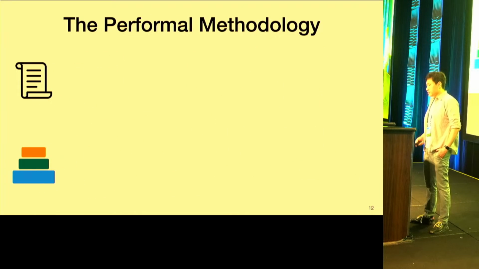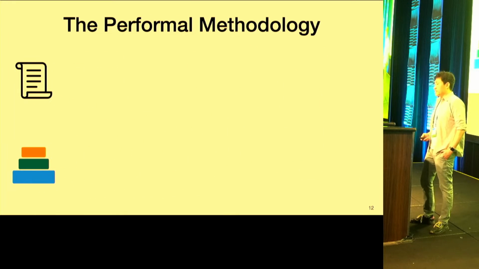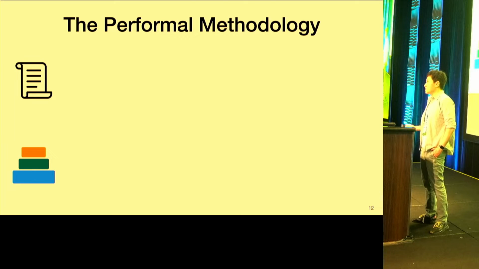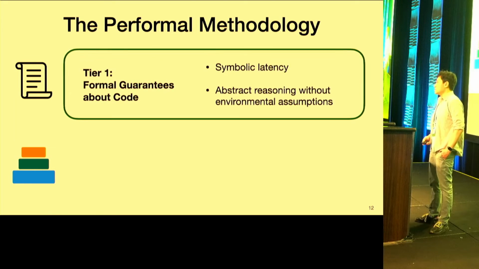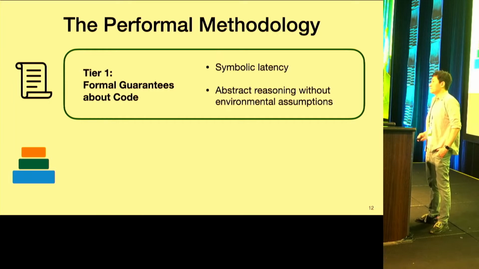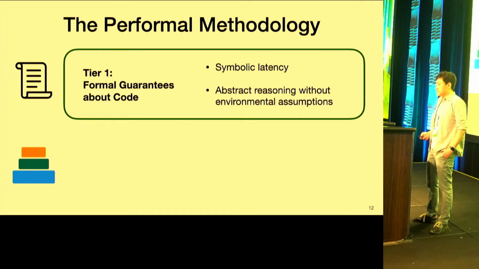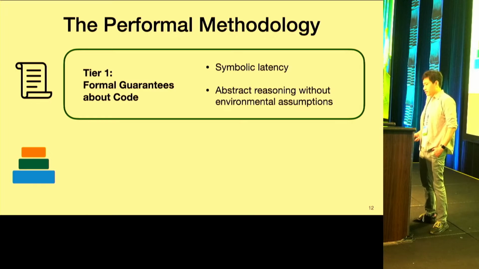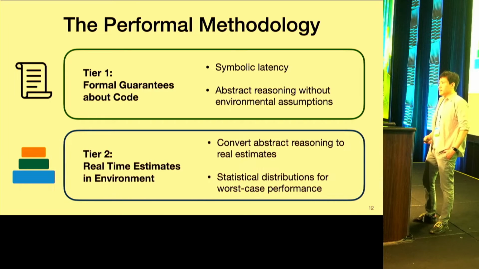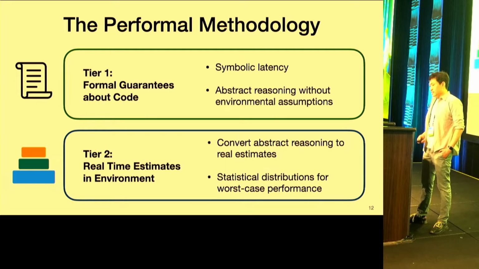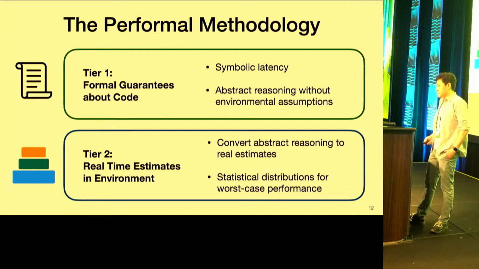Our new methodology, which we call Performal, uses this decoupling to reason about latency in two distinct tiers. The first tier uses verification to extract a formal guarantee on the worst-case behavior of the system. It uses a new notion of symbolic latency to express the latency of our code without assumptions about the environment. The second tier then embraces the inexactness that's inherent in the environment. It uses the abstract symbolic bounds derived in the first tier to convert fine-grained measurements of local components into an estimated end-to-end latency.